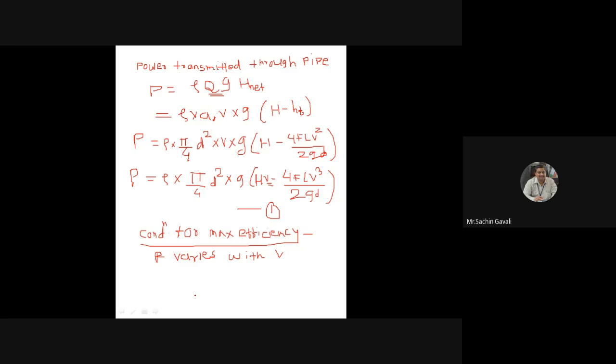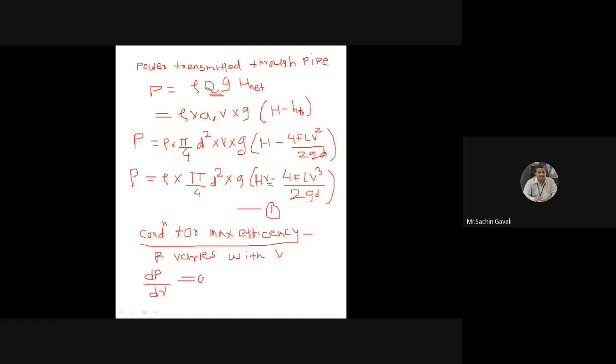Anybody whose memory is good? What have we done? If P varies with V, what do we have to do to get the maximization, minimization or optimization condition? Anybody? Nobody? Okay, then I will tell. The condition is to differentiate that equation, dP with respect to the variable dV, and equate that differentiation to 0.